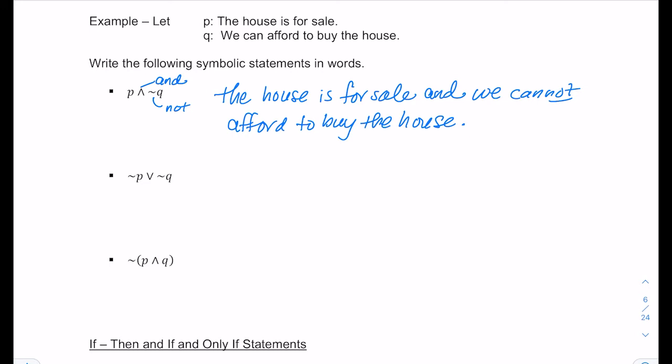For the next statement, I have not P, and now we have an or, not Q. This statement would say, the house is not for sale, or we cannot afford to buy the house.